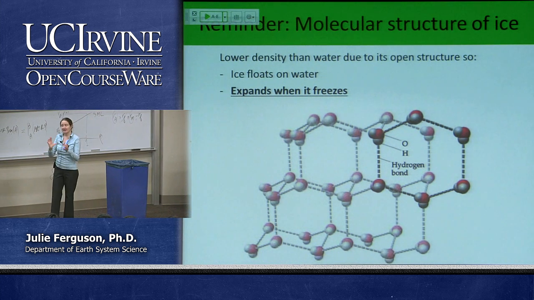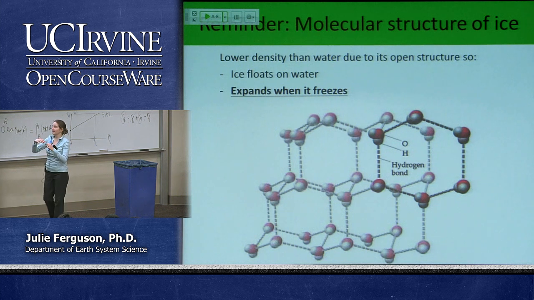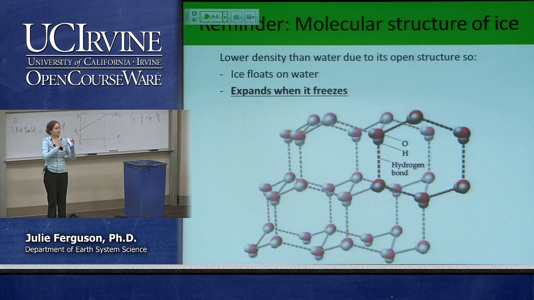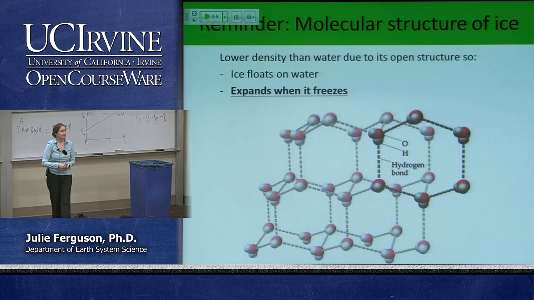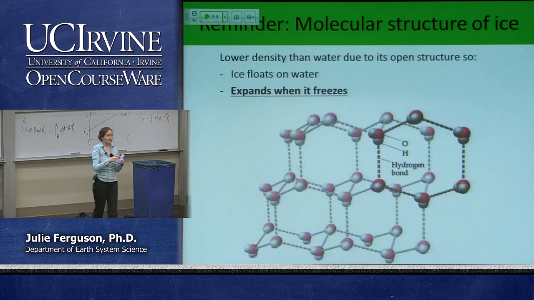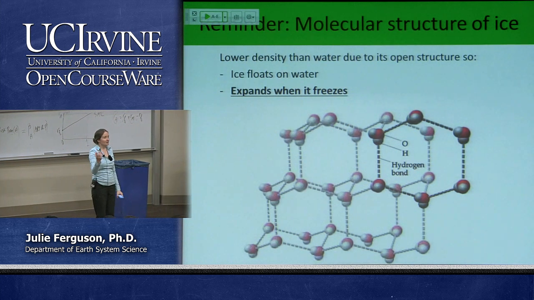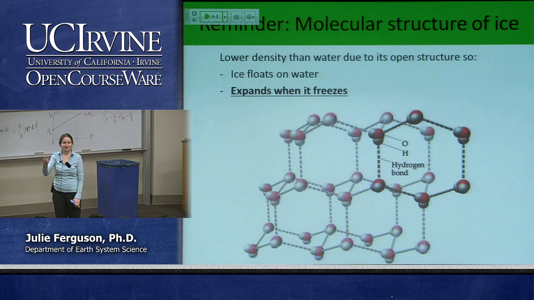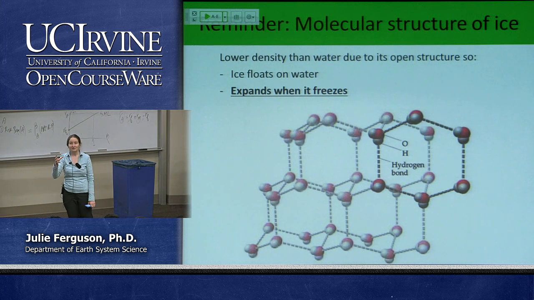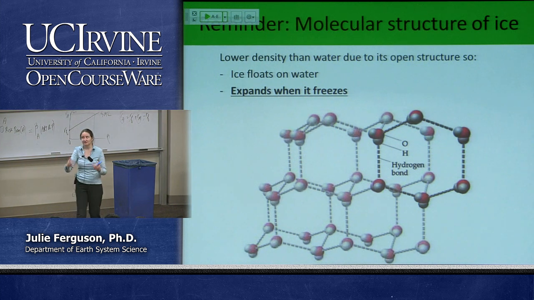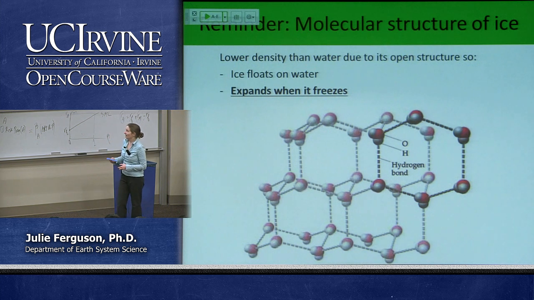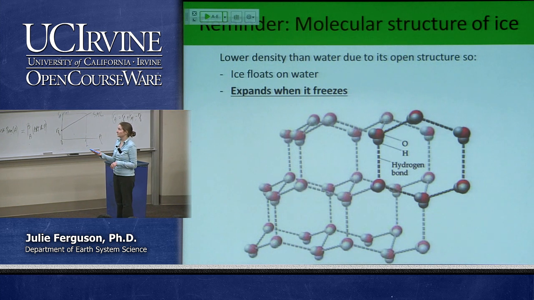It's got that sort of hexagonal shape to it, and it's really much more spread out than it would be as a liquid. And so remember, when ice freezes, it expands. And if you've ever accidentally frozen a beer bottle or something like that in your freezer, then you know this because it makes a mess and it breaks the bottle, right? And so ice and water expands when it freezes.